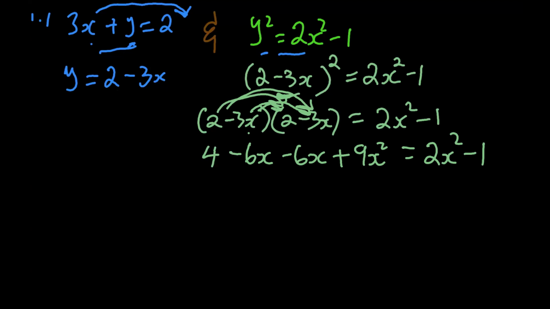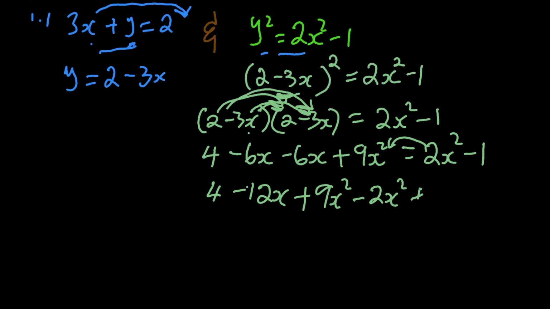Now we need to simplify the resulting equation. We'll take everything to one side. So you have 4 minus 12x, because minus 6x and minus 6x give you minus 12x, plus 9x squared. Then you're bringing this to the side, minus 2x squared. Remember, the sign changes whenever you're transposing. Now you say plus 1, the sign changes as well, so you're left with 0 on the other side.